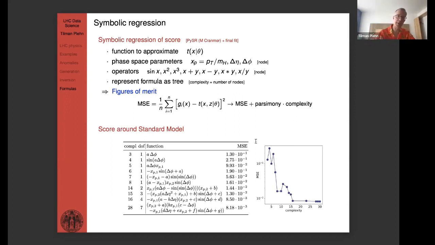And here's what you get for a complexity of 3, which means 3 objects, parameters and operators combined: a function times delta phi.